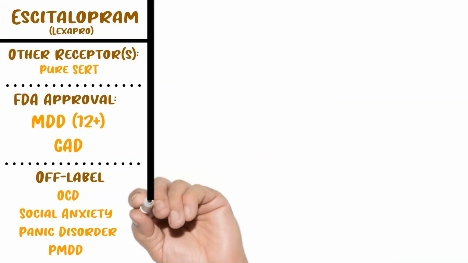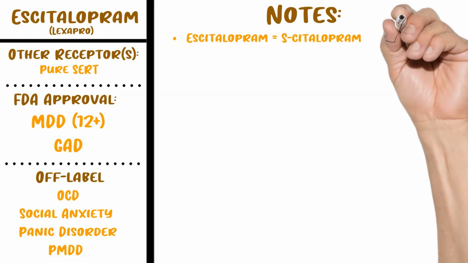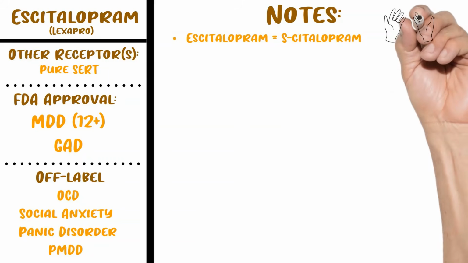So Escitalopram gets its name from being the S enantiomer of citalopram. And just as a quick review, enantiomers are molecules that are mirror images of one another, very similar to your left hand and right hand.